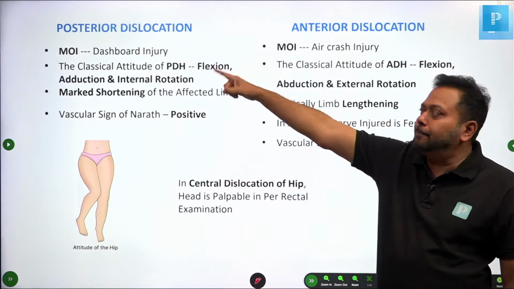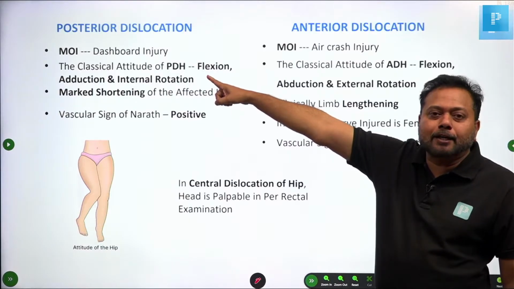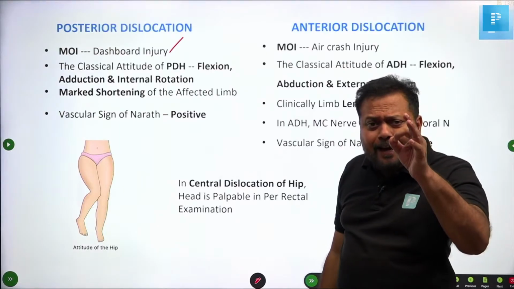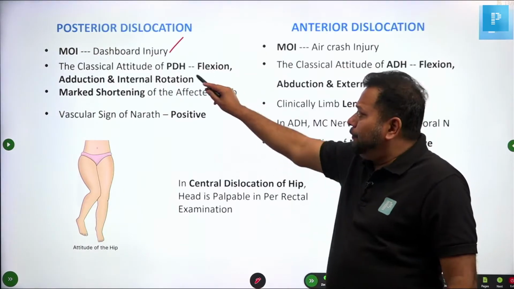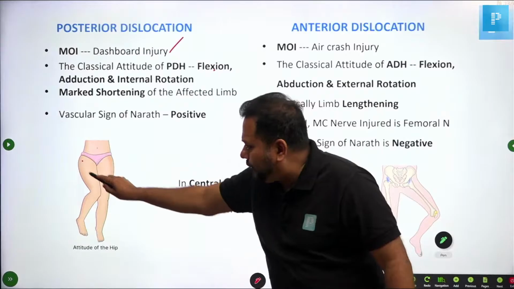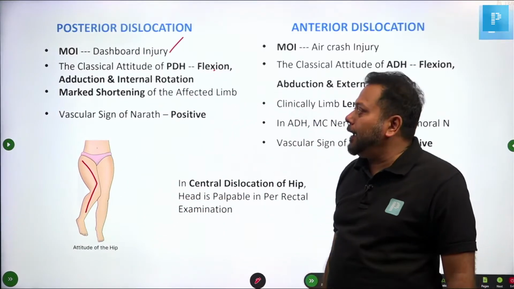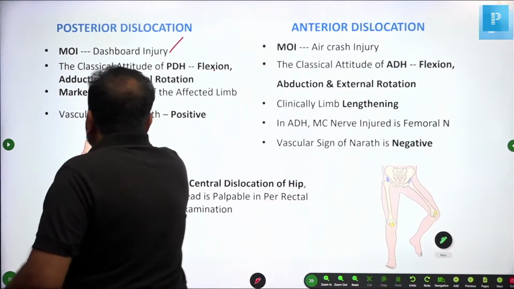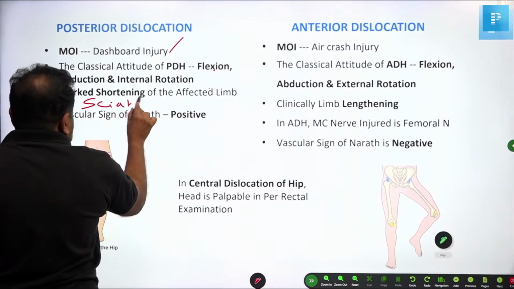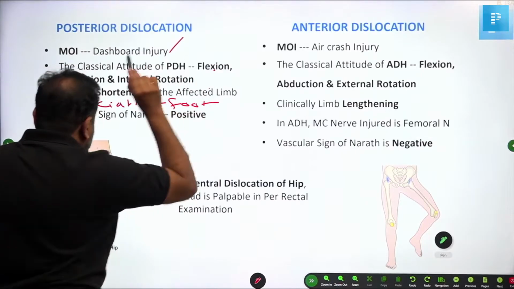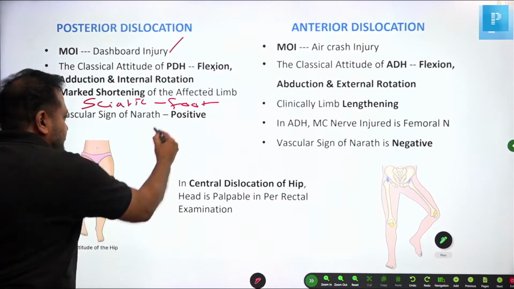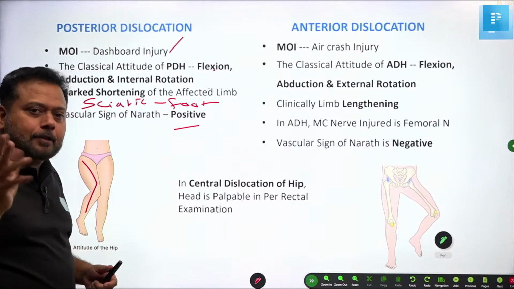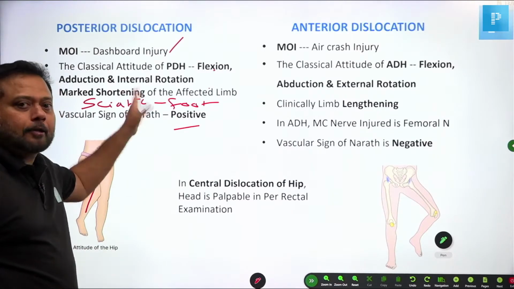Posterior dislocation of the hip. Mechanism of injury: dashboard injury, a repeatedly asked question. Classical attitude of posterior dislocation of the hip is flexion, adduction, internal rotation, with marked shortening of the leg. The nerve commonly involved is the sciatic nerve, so foot drop. Vascular sign of Narath is positive. You know what the vascular sign of Narath is: palpating the femoral artery, the pulsation is feeble or absent. That's called vascular sign of Narath positive.